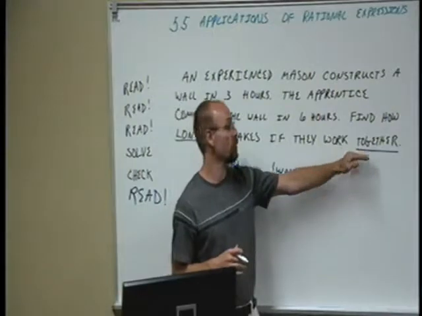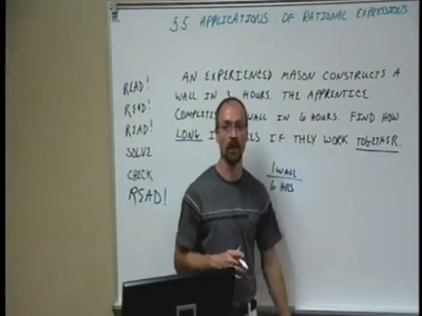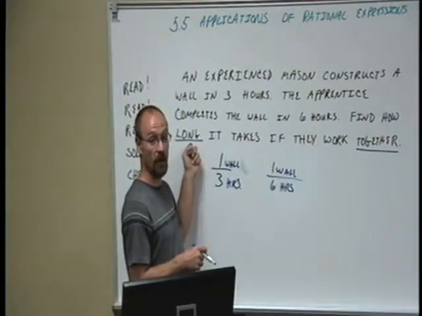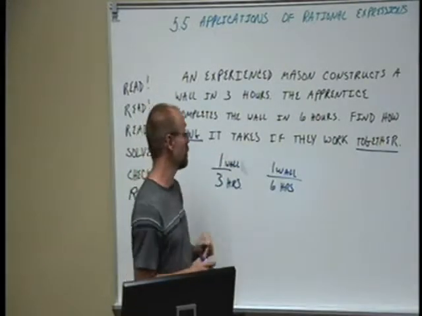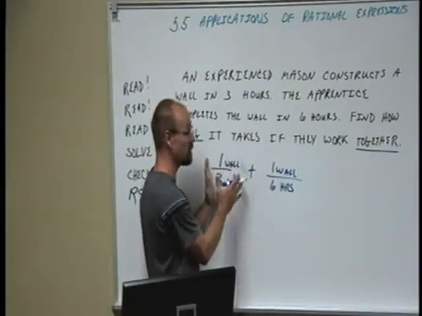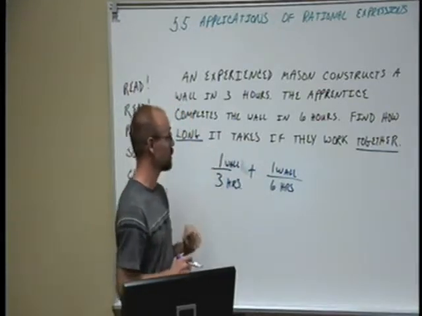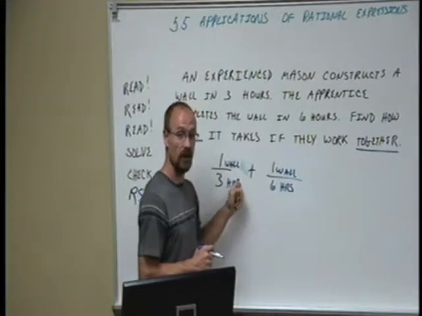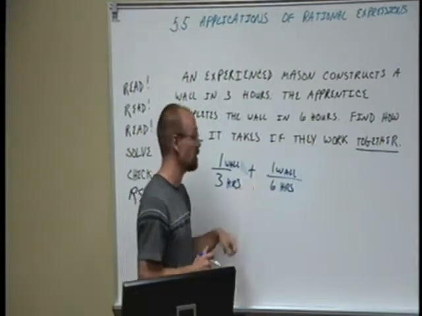And if they work together, this is a key word. It's telling me what I need to do in order to find what I need to find. Together tells me to add. So if I add his ability to build a wall in 3 hours and the apprentice's ability to build a wall in 6 hours, if they work together, that addition.